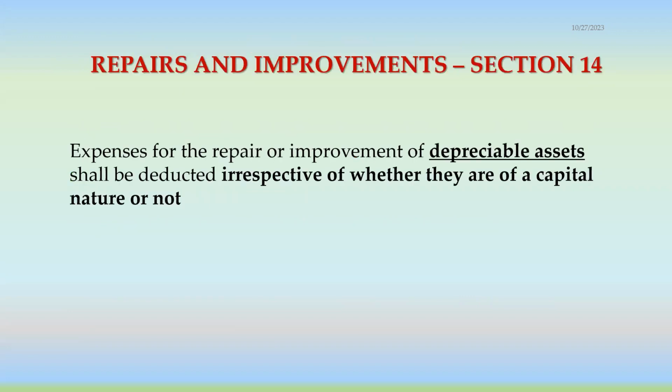Now we can move to the next slide. We know sections 12 and 13. Now this is with regard to repair and improvements. Section 14 is applicable for repair and improvements. It says expenses for the repair or improvement of a depreciable asset, not all the assets in a company or a businessman. There may be a lot of assets. Up to now, we studied the trading stock. That is also a part of them. So now we are talking about depreciable assets.